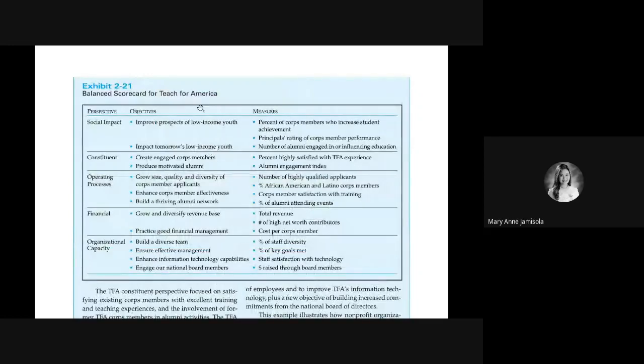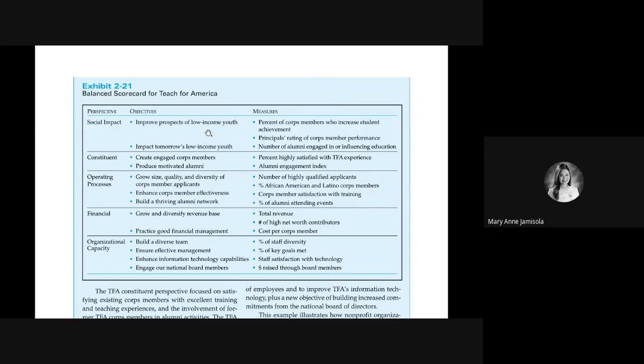Okay, so this is an example of a balanced scorecard of a nonprofit organization. They look at their social impact, constituent, then operating processes, financial and organizational capacity. So if you notice, the balanced scorecard for a nonprofit organization is not really following the standard balanced scorecard, no? Kaya ang standard balanced scorecard nato, we start with financial perspective, then customer, then process, then learning and growth.